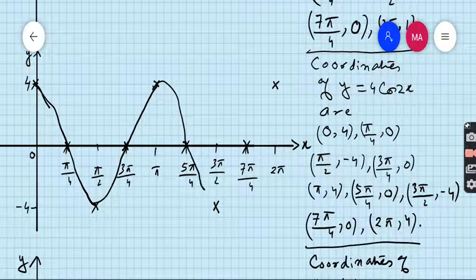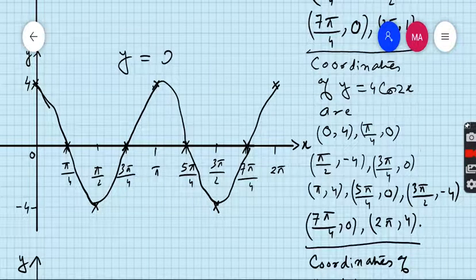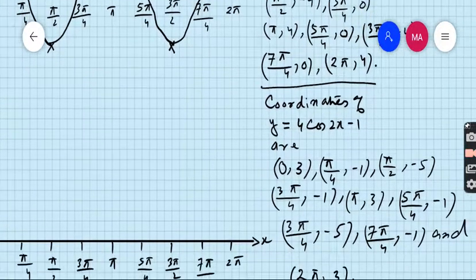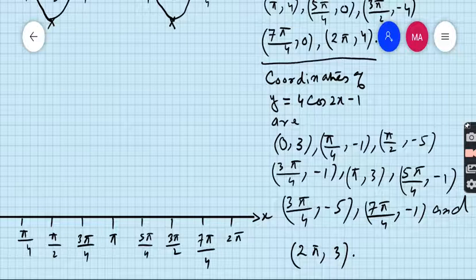Kindly draw a smooth graph, as smooth as you can draw. So this is the graph of y is equals to 4 cos 2x. So the main difference between the previous graph and this graph is the difference of amplitude. Okay, so this is the third graph. Next, finally we have to draw the graph of y is equals to 4 cos 2x minus 1.